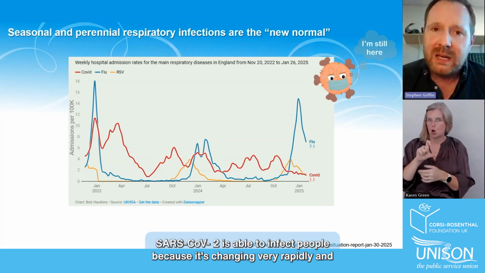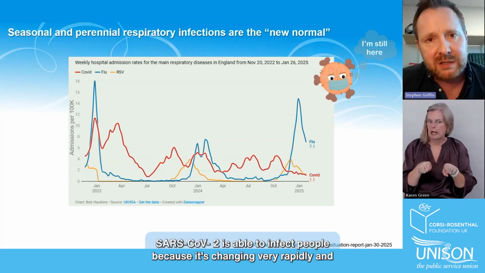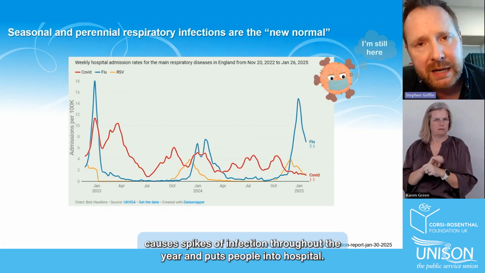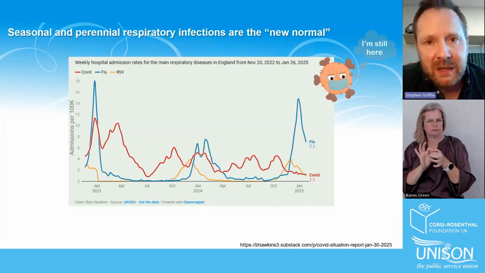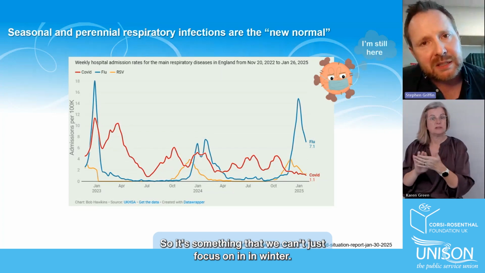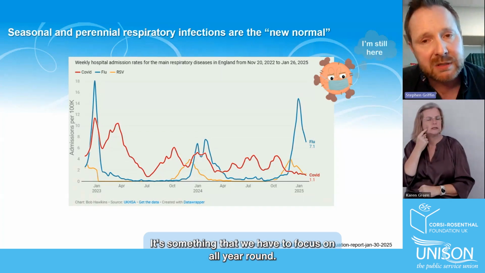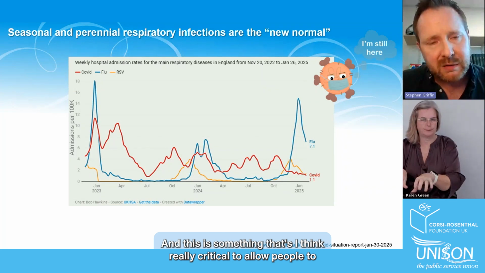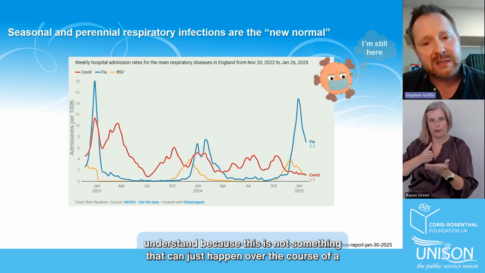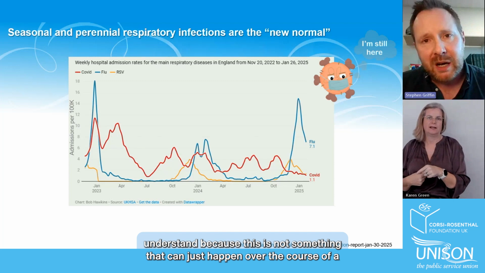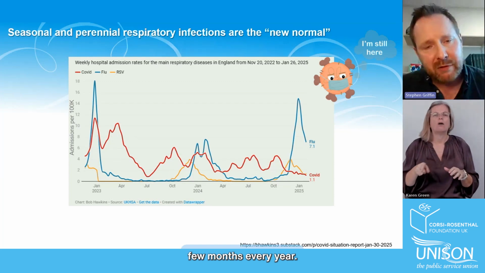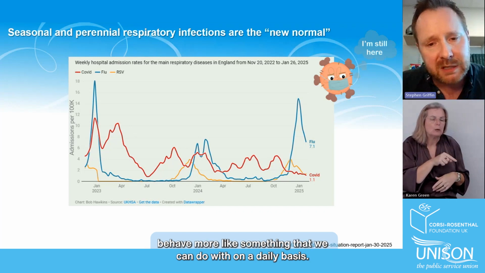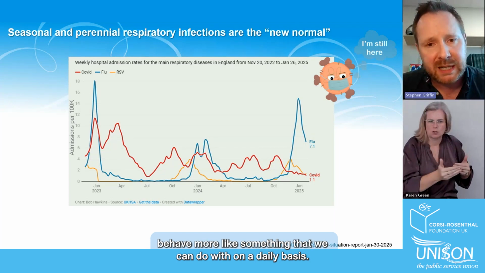SARS-CoV-2 is able to infect people because it's changing very rapidly, and it causes spikes of infection throughout the year and puts people into hospital. So it's something that we can't just focus on in winter. It's something that we have to focus on all year round. And this is something that's, I think, really critical for people to understand, because this is not something that can just happen over the course of a few months every year. It's something that we have to keep in mind until, hopefully, this virus starts to behave more like something that we can deal with on a daily basis.